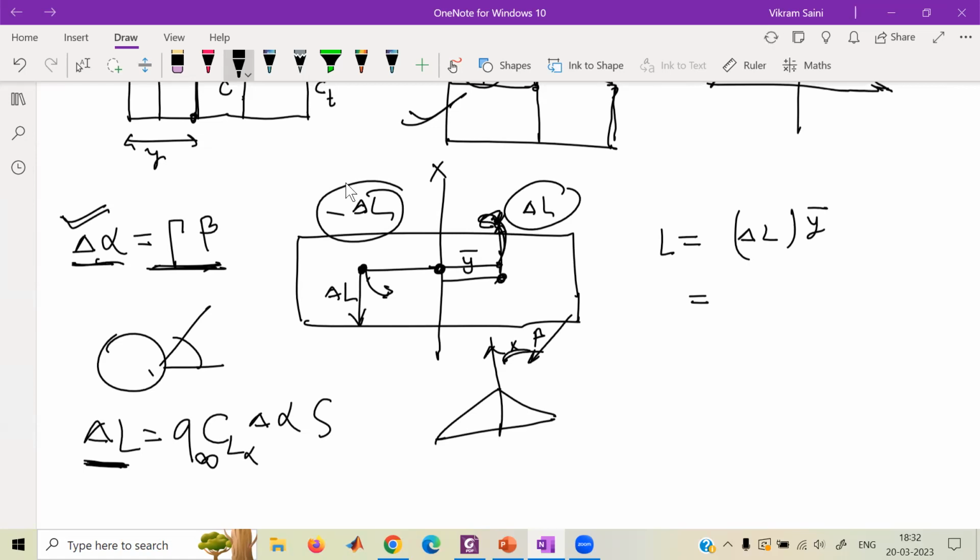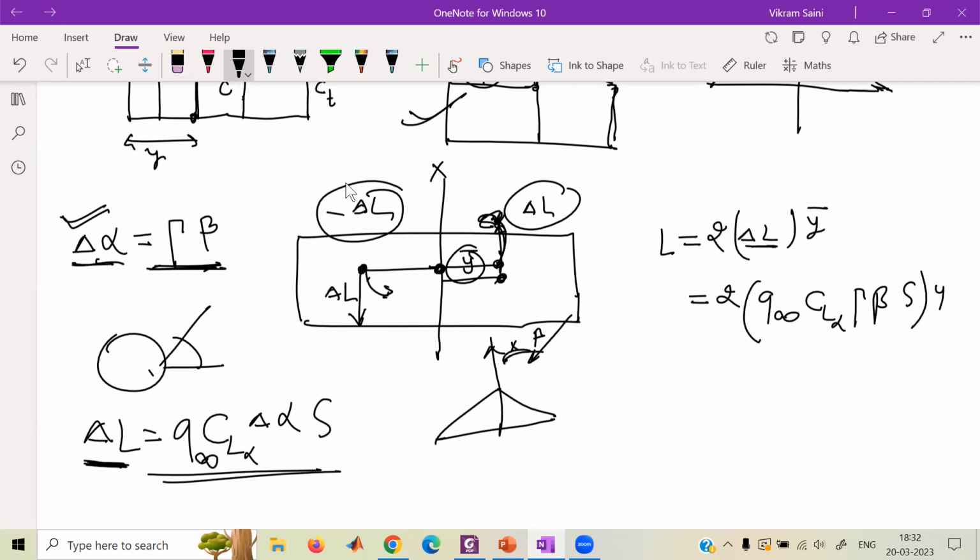So the total moment will be 2 delta L times y bar. Y bar is the location of the aerodynamic center. And delta L, the change of lift we have already computed here, is twice the dynamic pressure at the wing, CL alpha, delta alpha, which is already gamma times beta, times S, the surface area of the wing, times y bar, the aerodynamic center's location. That will be the moment.